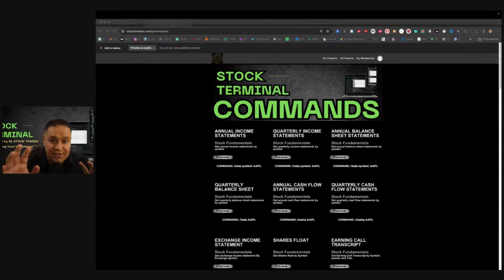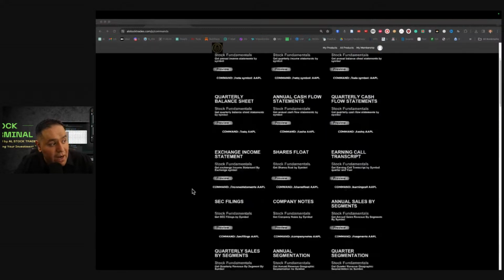We've listened. You've said it and we've listened. So what we did is we created a stock terminal command center where it basically lists all the commands. Now, again, I don't have all the commands here. I only have maybe 20% of the commands. There are still hundreds more. But this is a good start, and I wanted to share it with you guys.